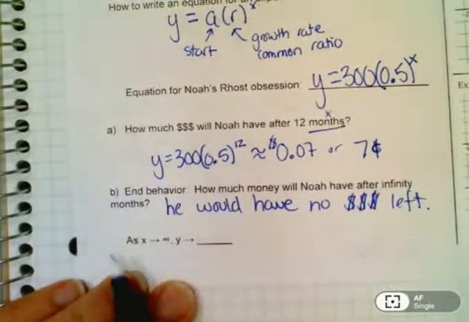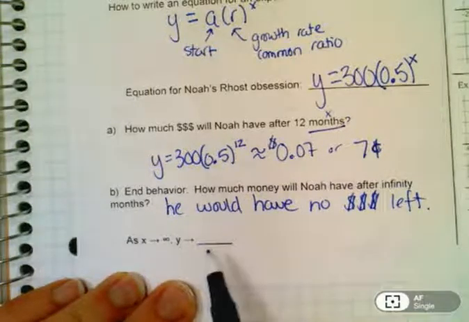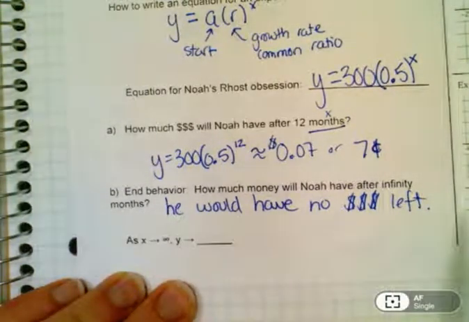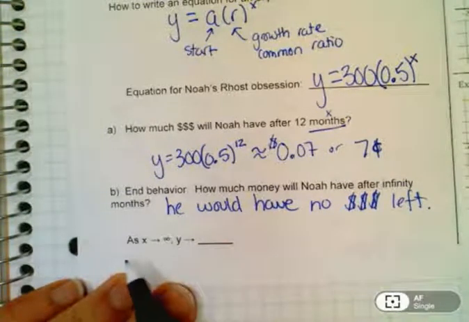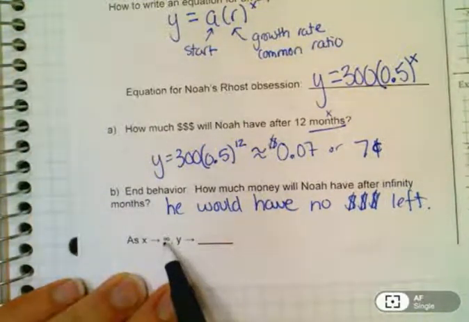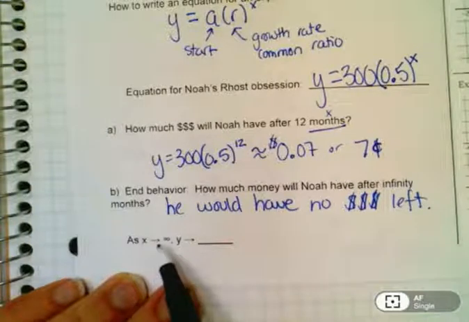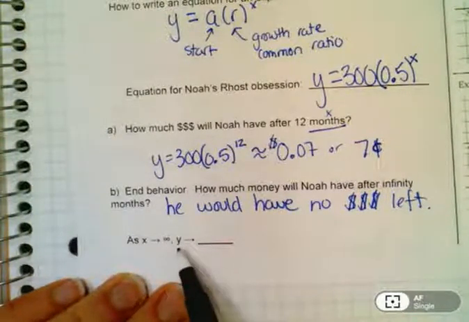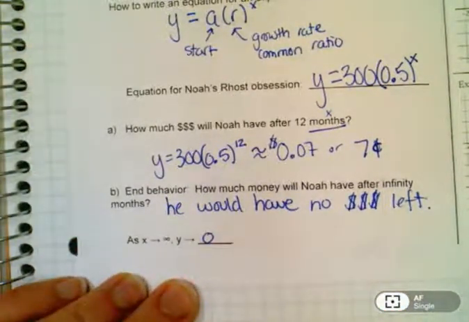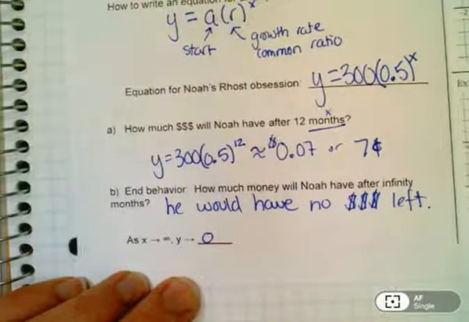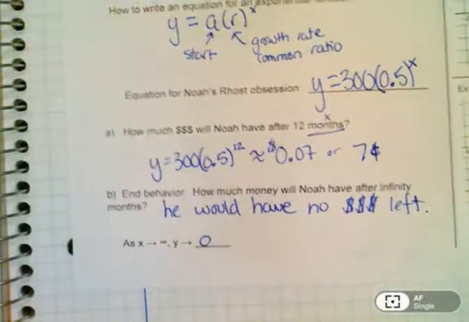I'm not too worried about this stuff. I'm much more worried about if you can explain what's going to happen if this goes on forever, but I do want you to see this. So this means as x goes to infinity, right? If this continues forever, y, or the output, in this case, his money, would eventually become basically zero. So let's look. We have 3 more examples to do together, and then you're done with notes for today.